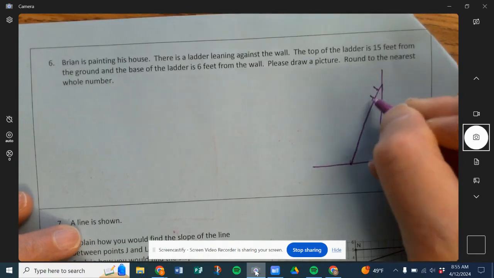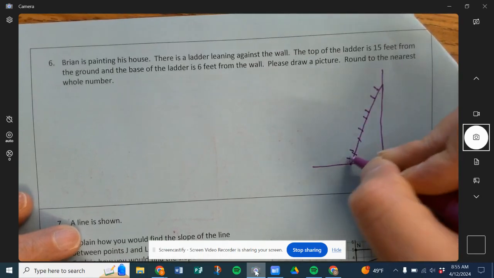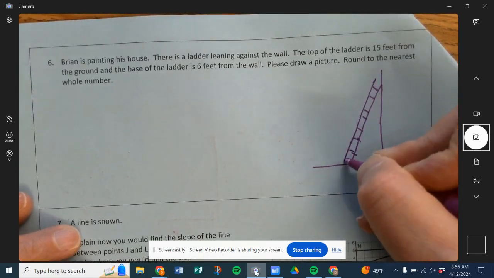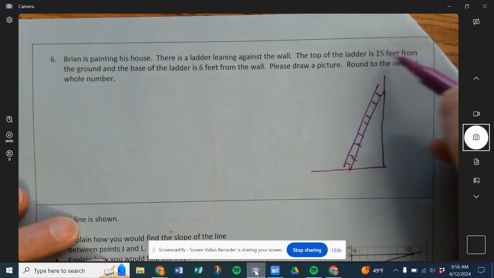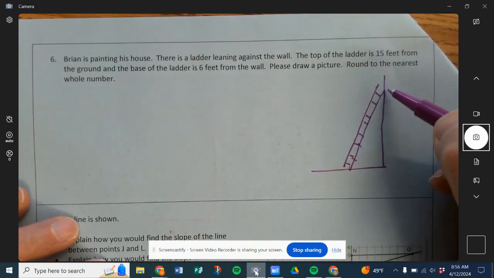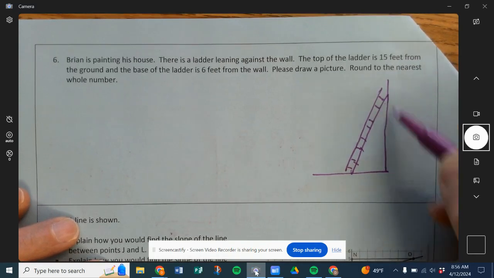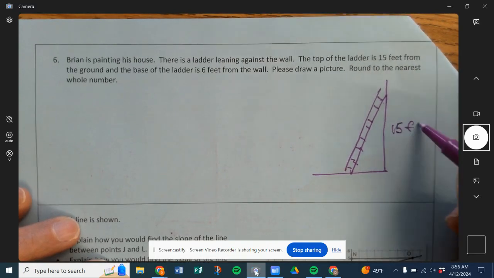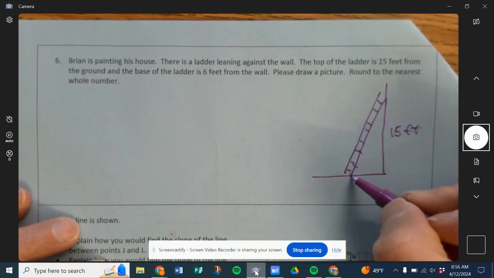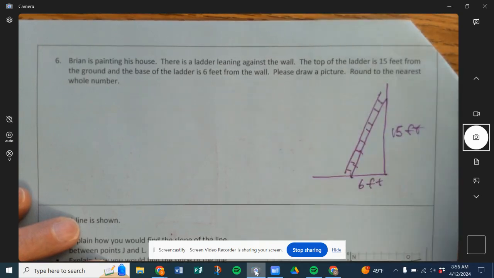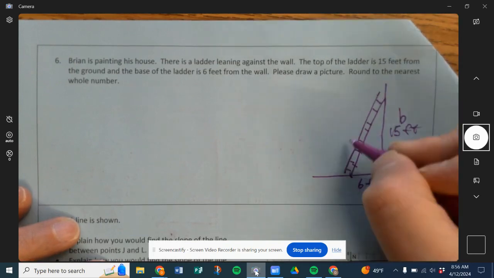This is my ladder. The ladder looks unsafe. The top of the ladder here is 15 feet from the ground. Ground is here, so 15 feet right here. The base of the ladder here is 6 feet from the wall. So that's my A, that's my B. I'm looking for the C.